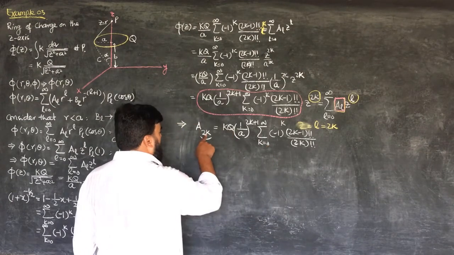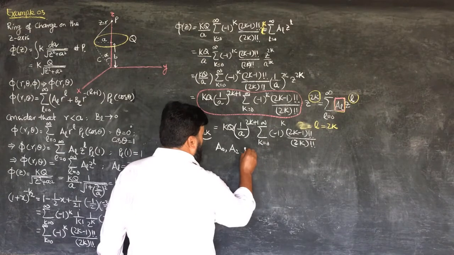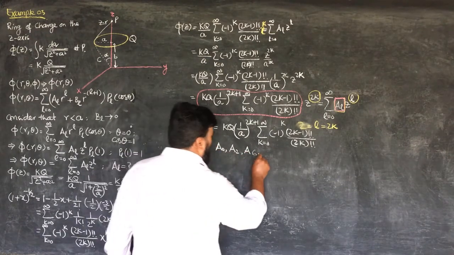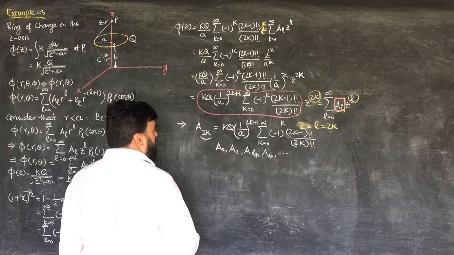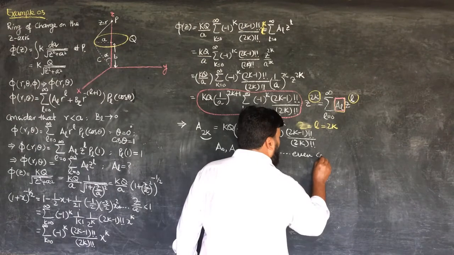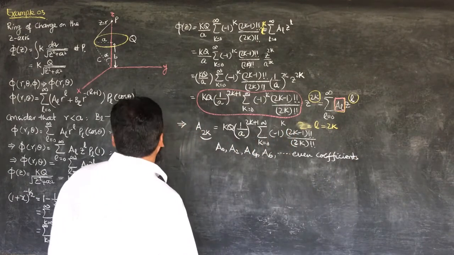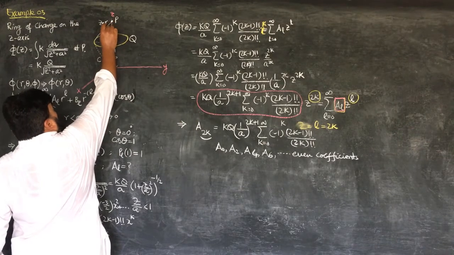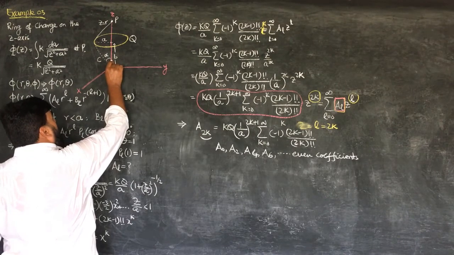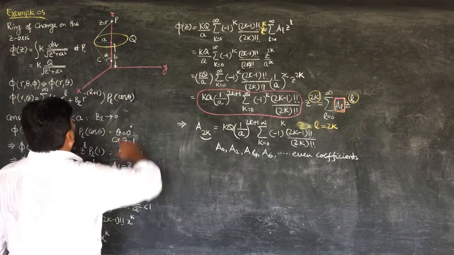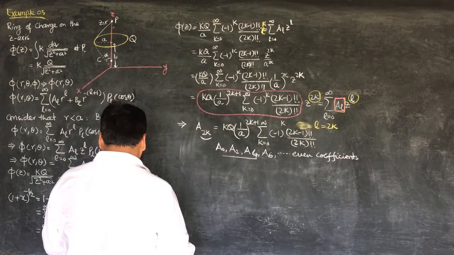Now this one tells us that k starts from 0. So when k is 0, this is a naught. When k is 1, this is a 2. When k is 2, then we will have a 4 here, then a 6 here, and so on. So it means that even coefficients are non-zero coefficients, and the reason behind this one is that at this point z equal to r, at the observation point, we are having the potential value. That value of potential is the same at this distance, so we are having symmetry on the z-axis, and that's why our coefficients are even and they are non-zero.